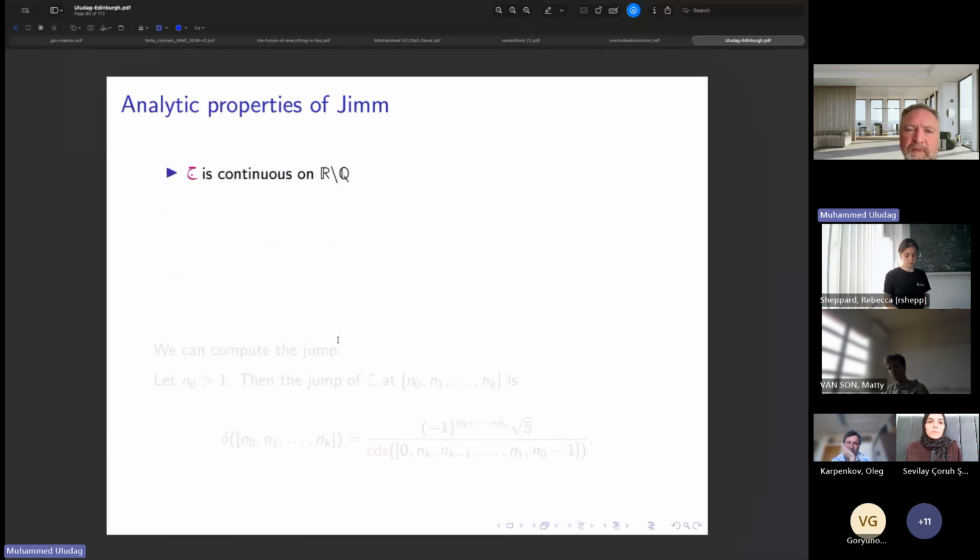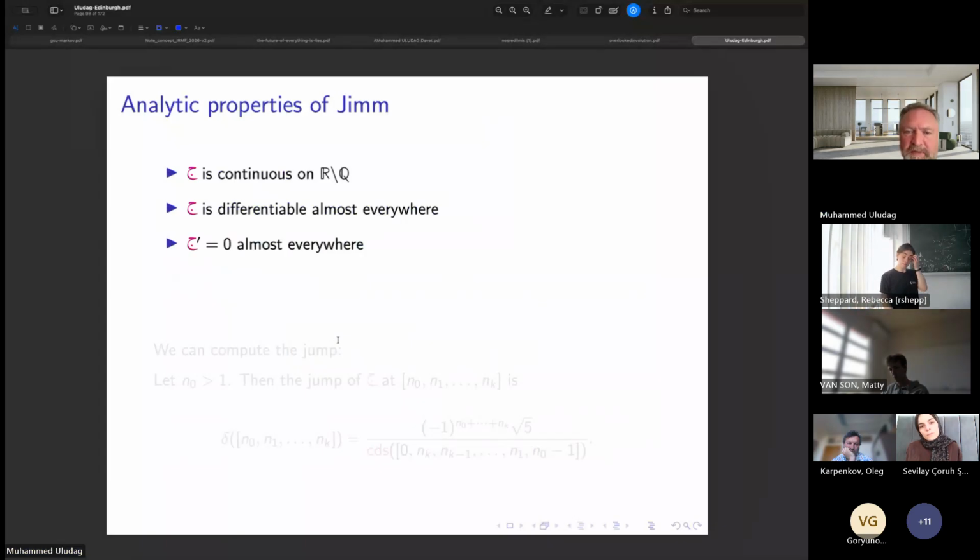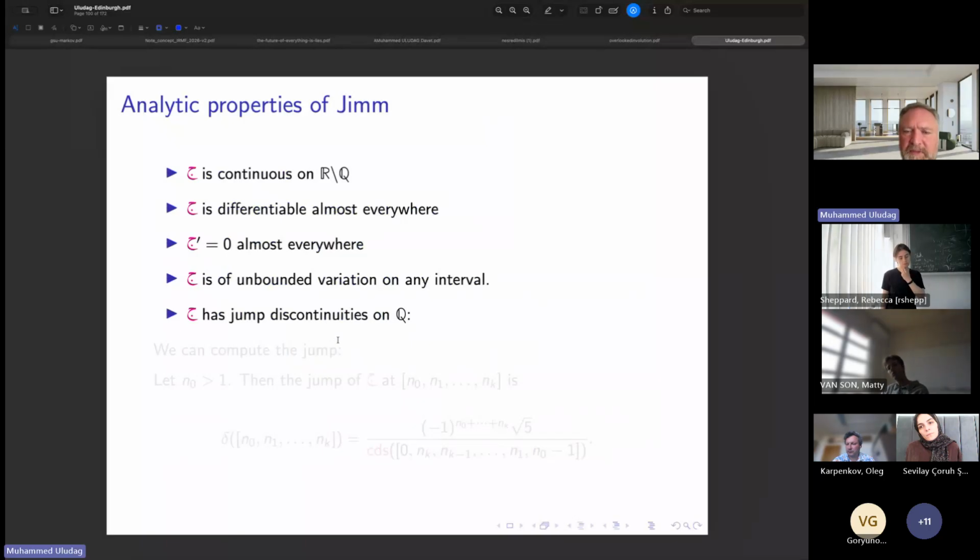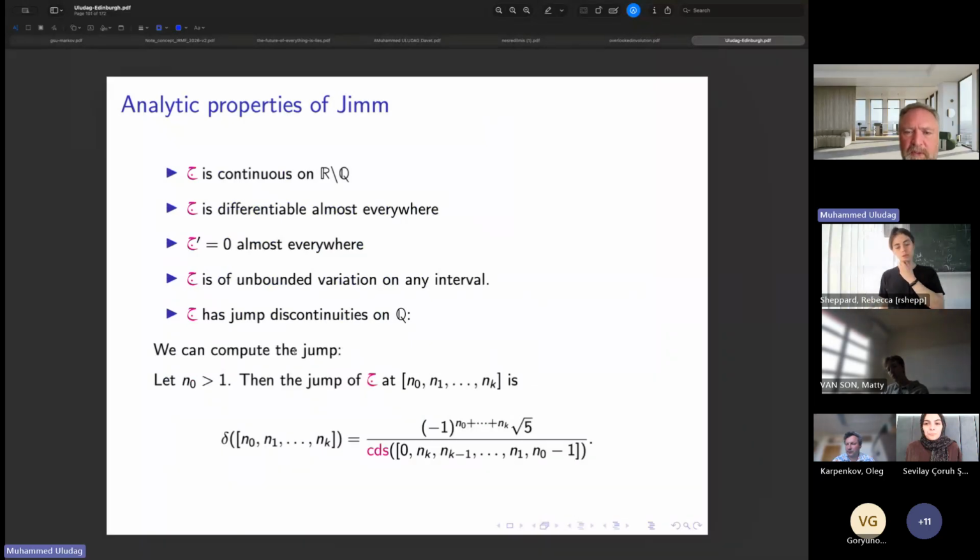So what about the analytic properties of Jimm? Well, we can show that Jimm is discontinuous at rationals, but it is continuous at every irrational point. It is differentiable almost everywhere, and the derivative vanishes almost everywhere. Moreover, it is of unbounded variation on an interval, and it has jump discontinuity from Q. And in fact, we can compute the value of the jump at every rational point.